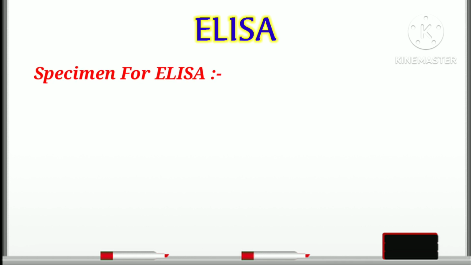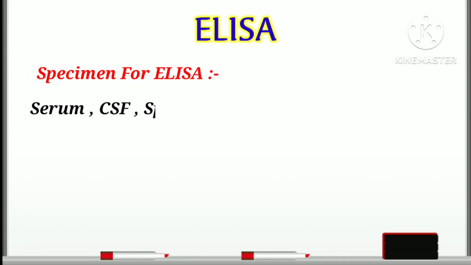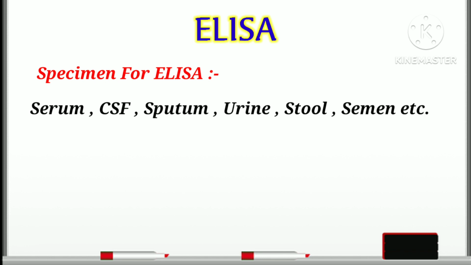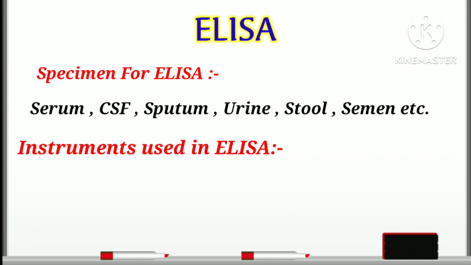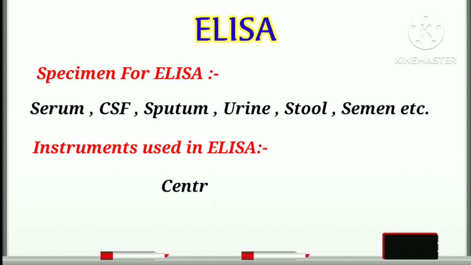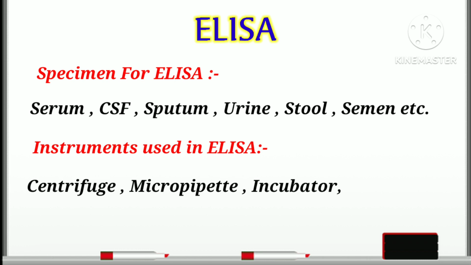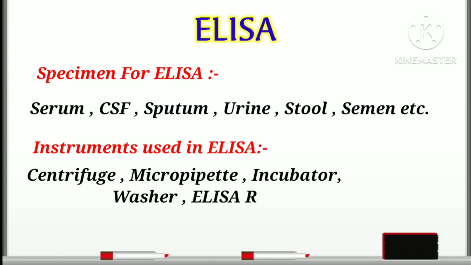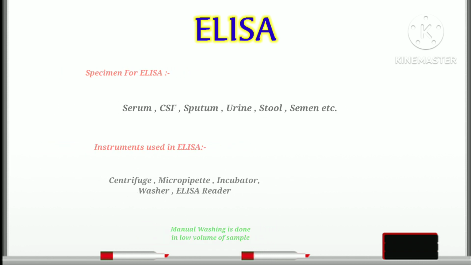Coming to the next point, specimen for ELISA. Serum, cerebrospinal fluid, sputum, urine, stool, semen, etc. Next point, instruments used in ELISA. Centrifuge machine, micropipette, incubator, washer machine, and ELISA reader. Since sample volume or sample load is low in small laboratories, there is no need of a washer machine, and manual washing is done there.